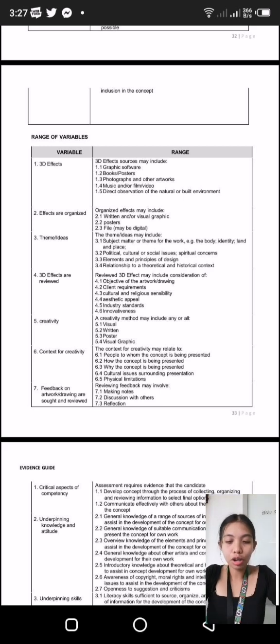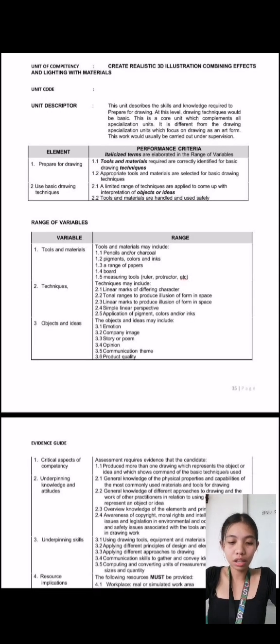So the last unit of competency is create realistic 3D illustration combining effects and lighting with materials. Unit descriptor. This unit describes the skills and knowledge required to prepare for drawing. At this level, drawing techniques would be basic. This is a core unit which complements all the specialization units. It is different from the drawing specialization units which focus on drawing as an art form. This work would usually be carried out under supervision.